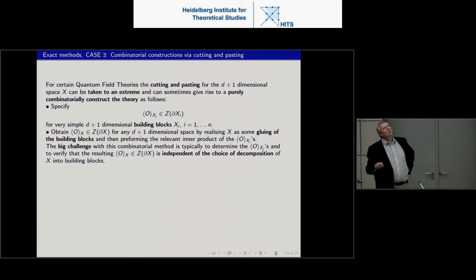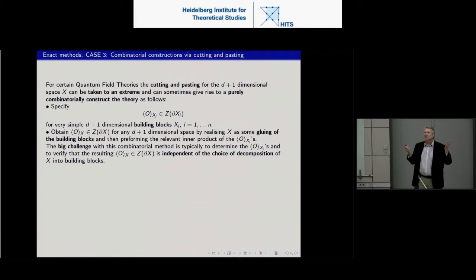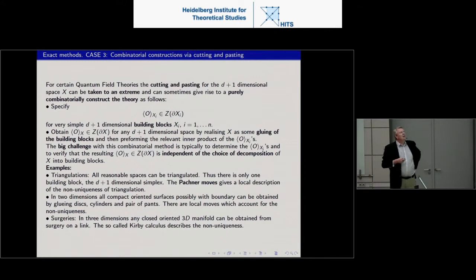And second of all, how do I make sure the whole thing is independent of how I chop up the space? There might be many, many different ways of chopping up the space. And if they don't give the same thing, of course I won't have succeeded in doing anything. Then the theory is inconsistent. So there are many examples of such situations.